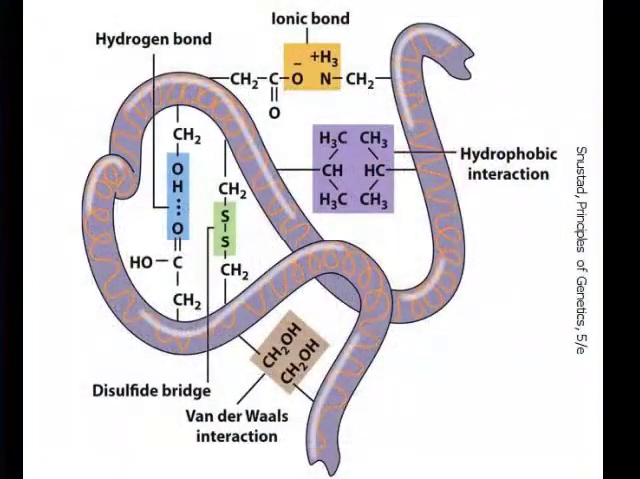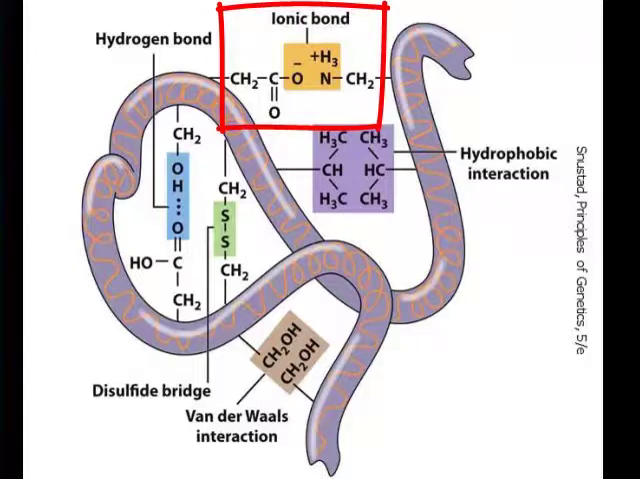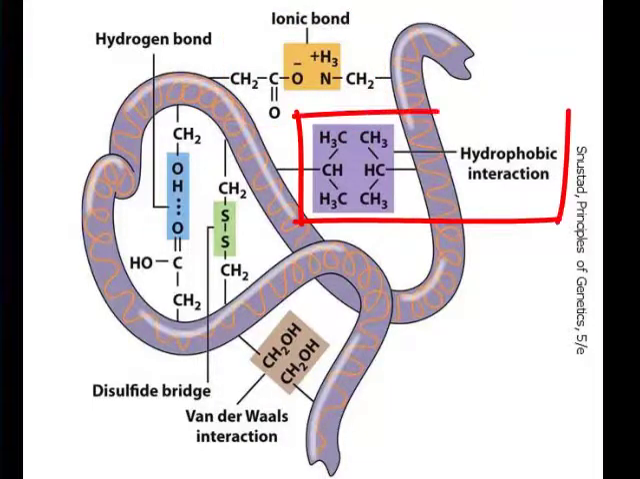The kinds of interactions that lead to the formation of tertiary structures are ionic bonds. Ionic bonds are simply charges. So we have one R group with a positive charge and one R group with a negative charge that are attracted to one another. We have hydrophobic interactions.